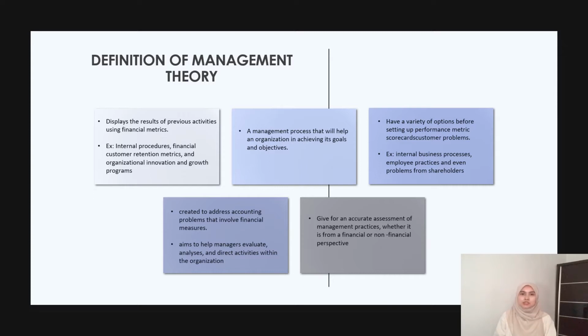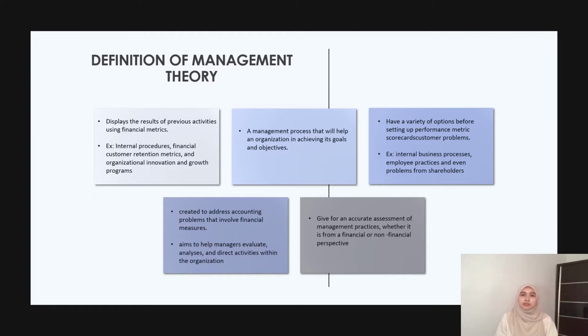After that, we move to the definition of management theory. Robert Kaplan and Norton introduced the balanced scorecard system. We can see in the article that the balanced scorecard is a measure that drives efficiency. It displays the result of previous activities using financial metrics, for example, internal procedure, customer retention metrics, and organizational innovation and growth programs. This approach will provide feedback on internal as well as external business processes. Then, it is a management process that will help an organization achieve its goals and objectives.